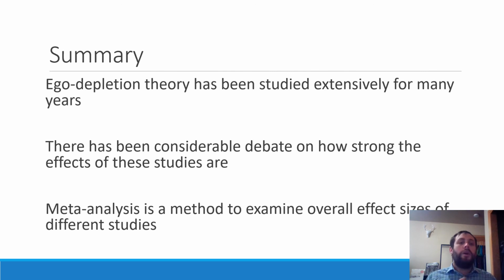Let's go ahead and summarize what we've talked about in this slide. Overall, ego depletion theory has been studied extensively for many years. There's been a lot of research opposing what the original Baumeister et al. study was talking about, in terms of physiological measures, and then we talk about it in terms of psychological measures. So what is the best practice? It seems like a lot of these studies have failed to replicate the ego depletion study, either through physiological measures or psychological measures. So we can't really understand how ego depletion is related to some of these tasks at hand. And overall, we ended off with a segue into meta-analyses, in that meta-analysis is a method to examine overall effect sizes of different studies.